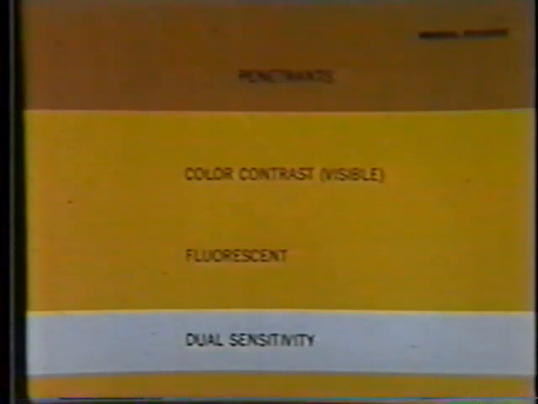Dual sensitivity penetrants contain a combination of visible color and fluorescent dyes. The visible color is generally a bright red. The fluorescent color, a yellow to orange red. Examinations are made under visible light, and questionable indications are resolved with black light.